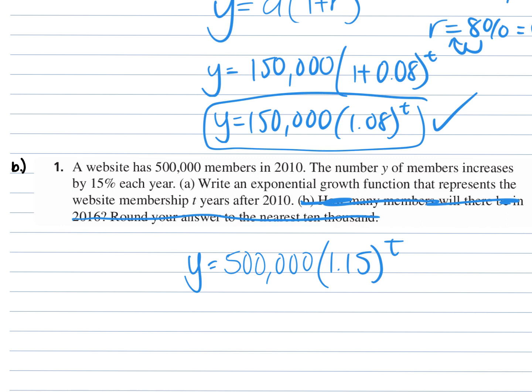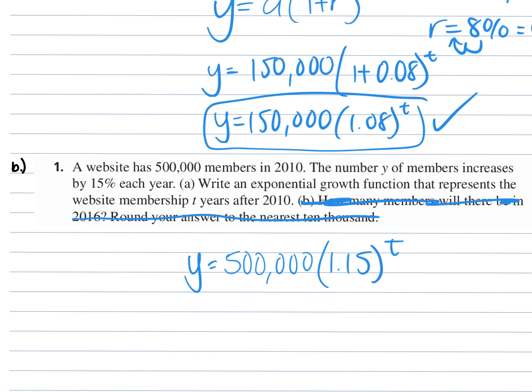If this number is less than 1, let's say you only get 90% each year. So every year I lose how much percent? 10%. Am I growing still? No, what am I doing? Decaying. So if this number is less than 1, it's going to be an exponential decay problem, okay?